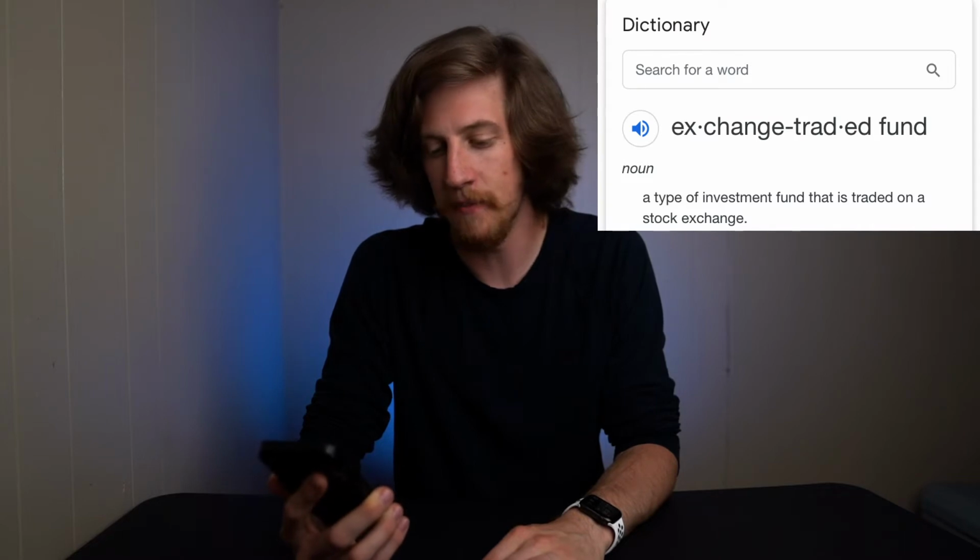A quick Google search gives us this definition. An exchange traded fund is a type of investment fund that is traded on a stock exchange. Well, that's not helpful at all. ETFs are very similar to index funds, which is a word you might have heard before. Think of it like owning a basket of stocks.